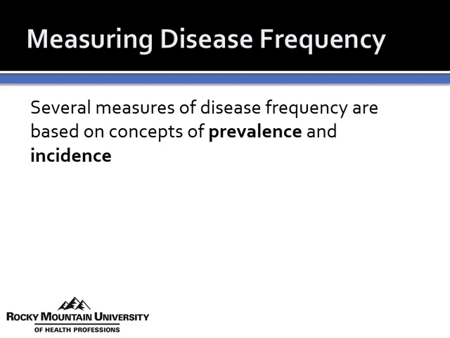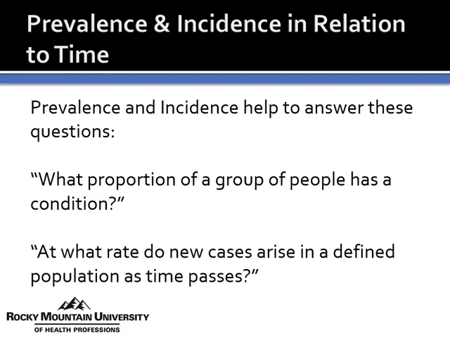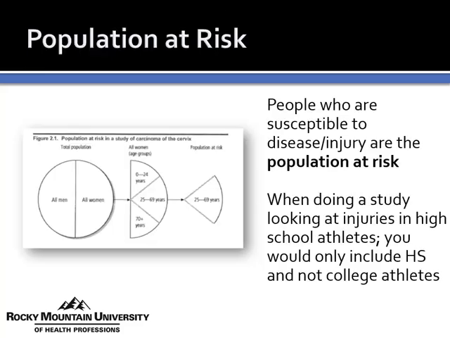Several measures of disease frequency are based on concepts of prevalence and incidence. Now, prevalence and incidence, they help us to answer questions like these. What proportion of a group of people has a condition? And at what rate do new cases arise in a defined population as time passes?